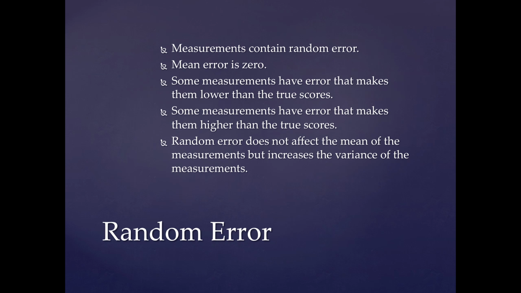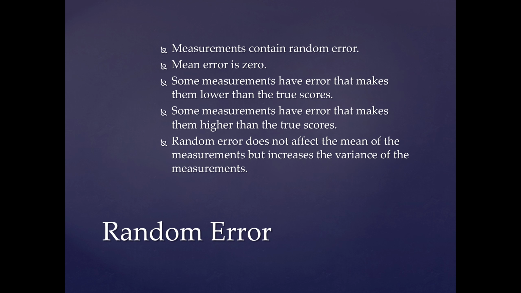Some measurements have an error that makes the observed score lower than the true score. Some have error that makes the observed score higher than the true score. So guys, keep in mind the last bullet there. Random error does not affect the mean. The mean will be 0. Random error affects the variance. And the more random error that we have, the more the observed scores vary from the true score, then we clearly would have an increased variance in our measurements.